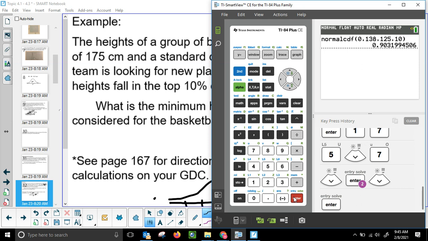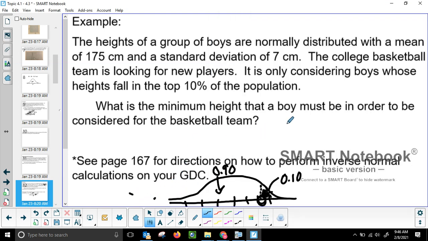All right, so 183.97, again rounded to 3 sig figs, that would be 184. So this would be 184 centimeters. So they will only consider you for the team if you are at least 184 centimeters tall.